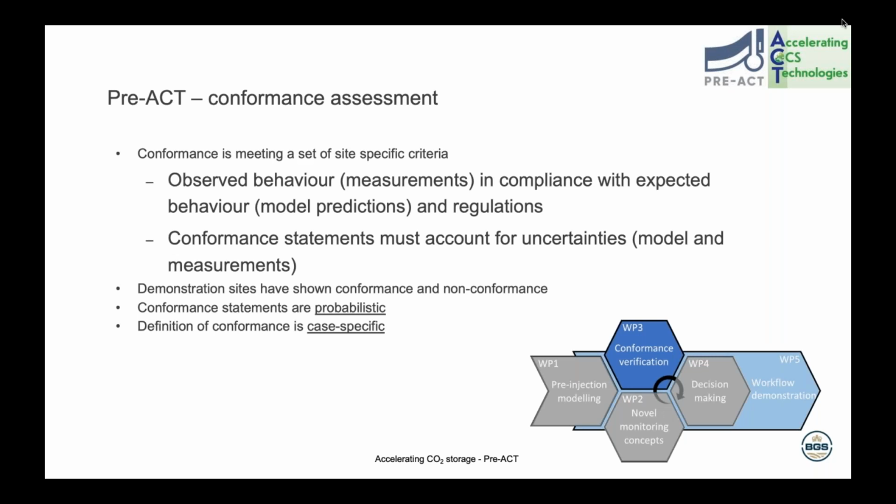We've seen in the past at demonstration sites that we've had conformance and non-conformance. We only have to look at the example perhaps of Snohvit to see how a site may initially comply with expected behaviour, but then later require actions to bring it in line with an acceptable performance. So PreACT has studied the role of conformance at a range of demonstration and pilot sites and has published our findings relative to this interesting topic. And it's clear that what we need is that conformance statements have got to be probabilistic. It's very difficult to say yes or no at an early stage how a site will end up behaving, and it is very case specific in the way that we define our conformance, both in terms of the criteria that we must adopt and in terms of the way that we interpret our results. Next slide, please.